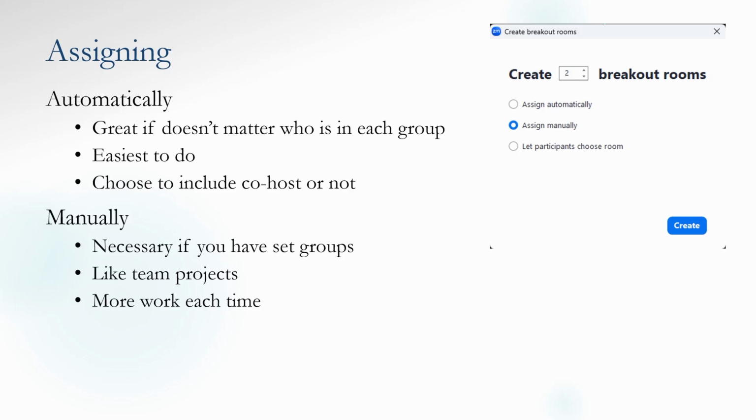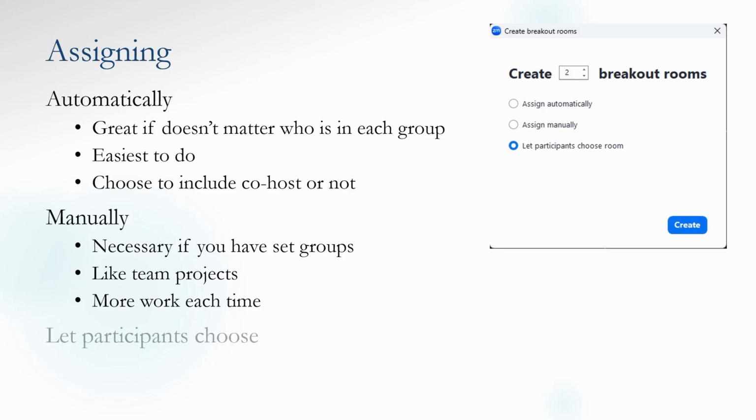The third option is when you let the participants choose their own rooms. You might do this if it doesn't matter which room people go to, or if you have first communicated with each participant as to which room they should be in. You can always move participants from one room to another once the breakout rooms have started, but again, this might be confusing for the participants.